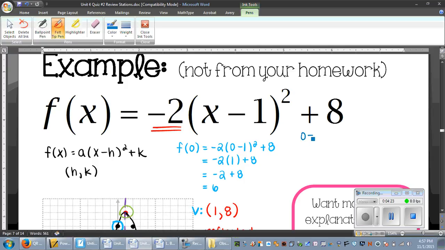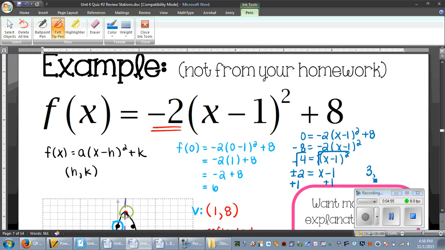If I set it equal to 0 and solve, I would subtract the 8 to move it over to the other side. I would divide by -2. I would take the square root of both sides. Don't forget to put plus or minus on your answer. And I would add 1 to both sides. So 2 plus 1 will give me 3, and -2 plus 1 gives me -1 for my solutions.